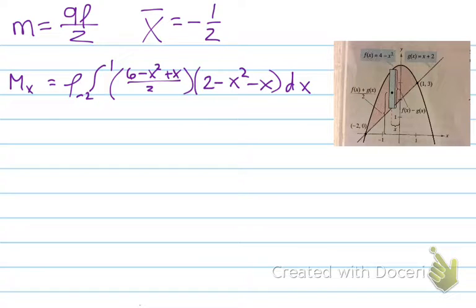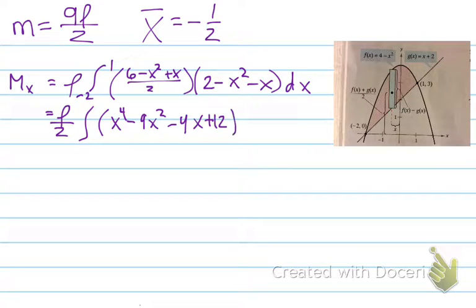So if I pull out a 2 from the beginning part, I get rho over 2 times the integral of, if I multiply all of that together, I get x to the 4th minus 9x squared minus 4x plus 12 dx. And I urge you to check that work just to make sure that you understand where we're getting these from, but I just pretty much multiplied. Once I took out that 2 and put it out to the front, it went there. Now I just multiplied 6 minus x squared plus x times 2 minus x squared minus x, and you should get what I just put down there.